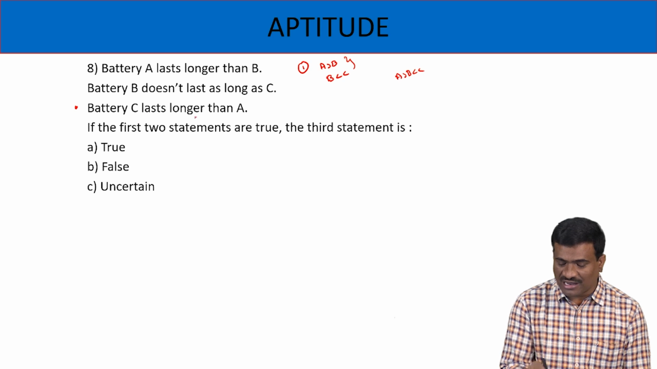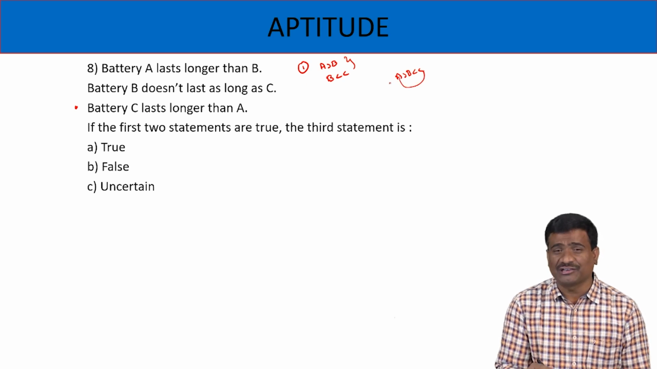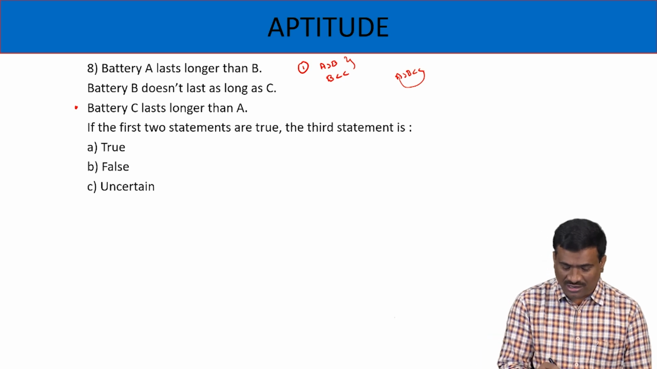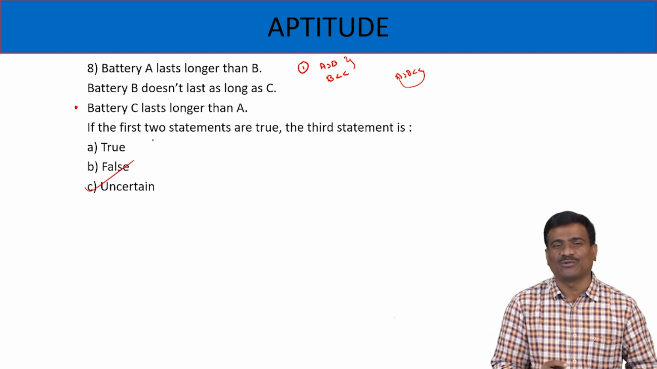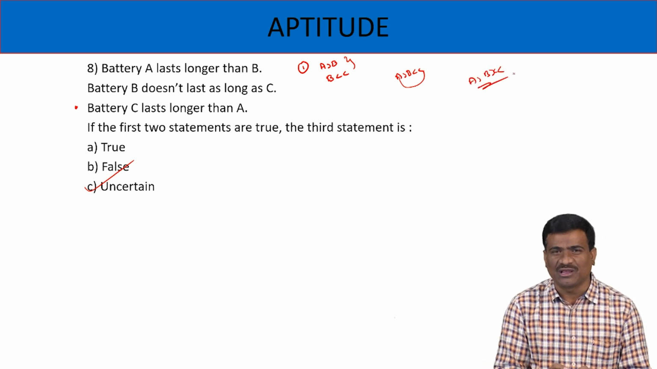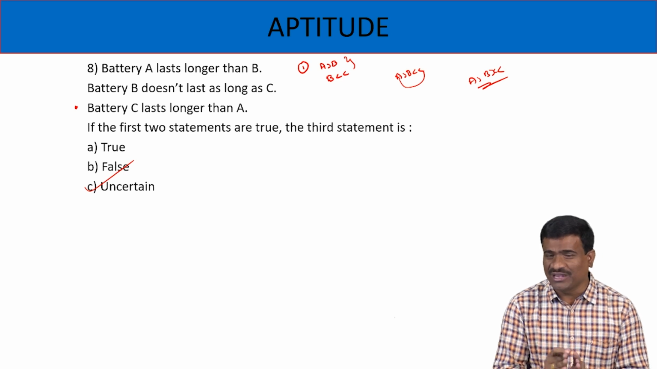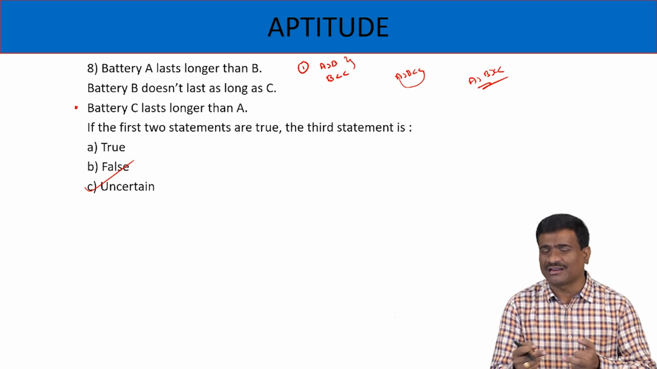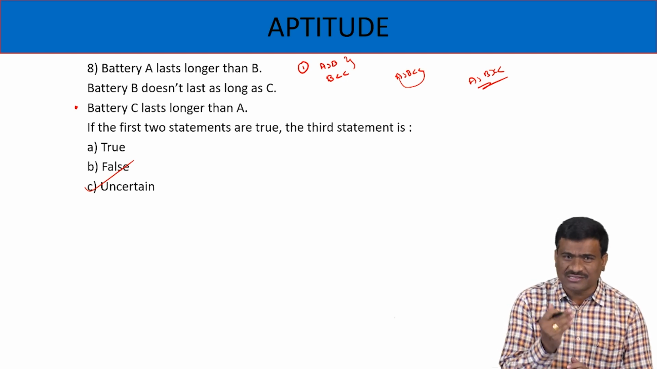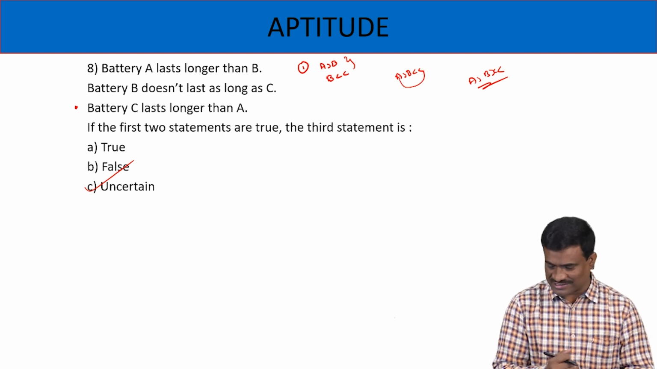But we want the C and A relation. For the C and A relation, greater than is possible, less than is possible, but it is not unique. So the answer is uncertain. Option C only is correct. Suppose A greater than B greater than C, then only true or false is possible. But here A greater than B, B less than C. The C and A relation is not given. That cannot be determined, so uncertainty means uncertain. Option C only is correct.